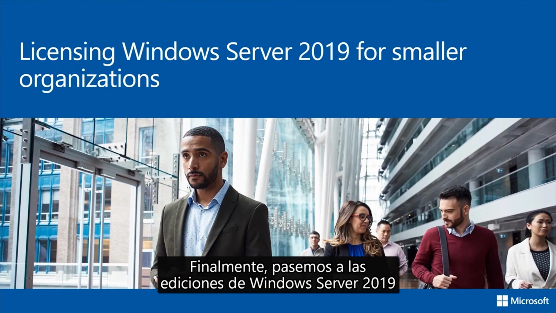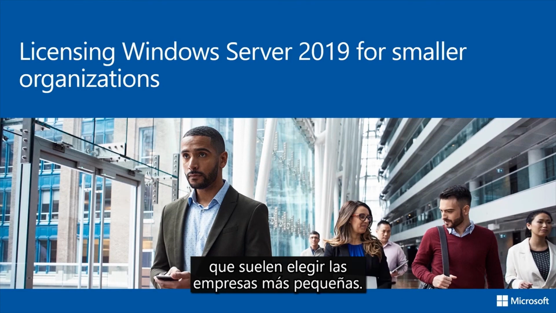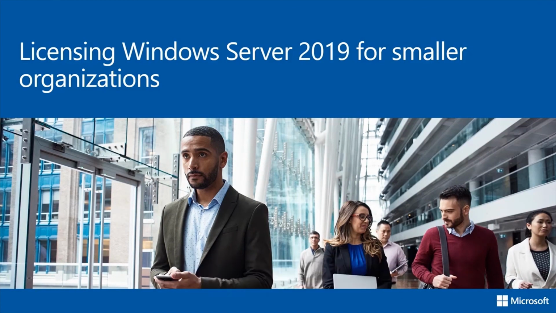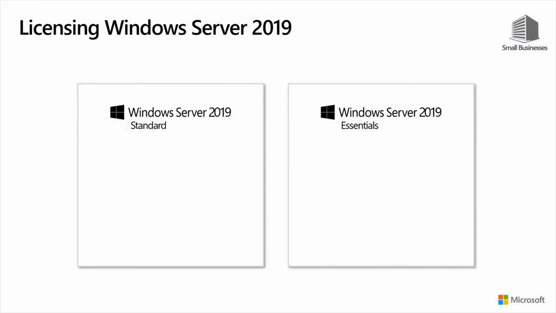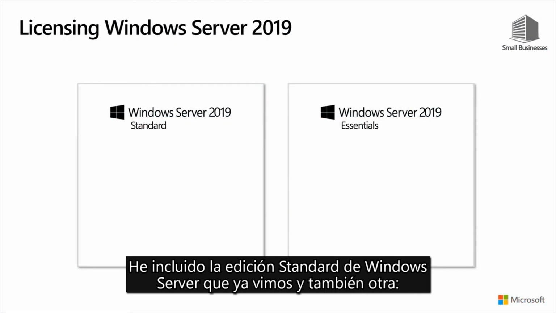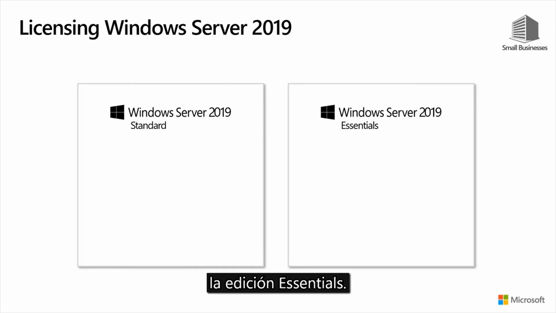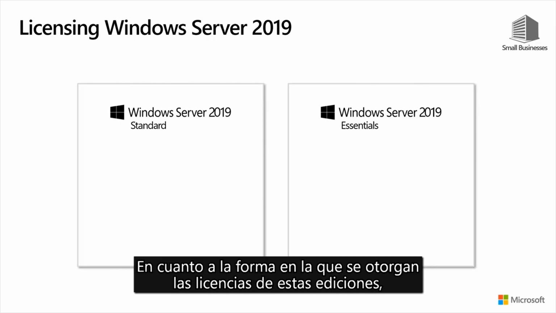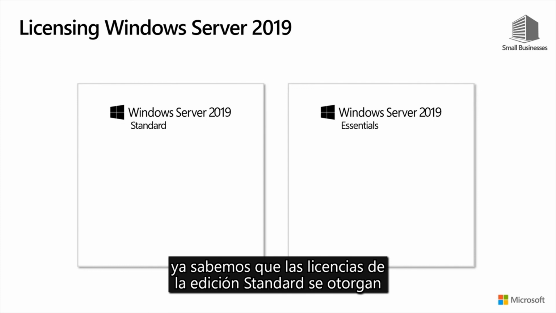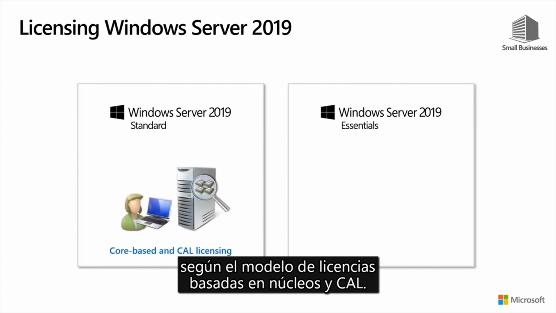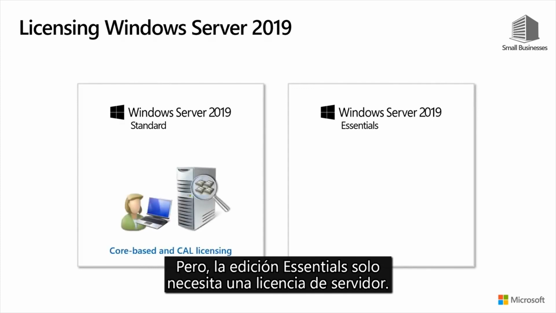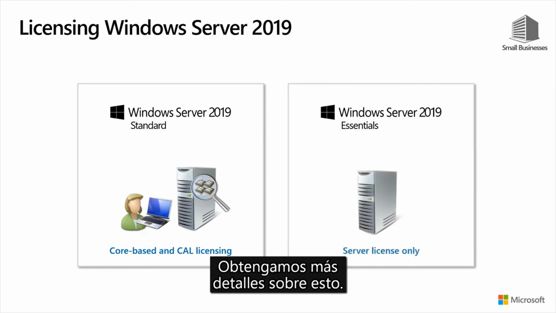And finally, let's turn our attention now to the editions of Windows Server 2019 that a smaller business is likely to choose. You can see I've included the Standard edition of Windows Server that we've already covered, as well as another edition, the Essentials edition. In terms of how these editions are licensed, we already know that Standard edition is licensed with a core-based and CAL model, but the Essentials edition requires only a server license. Let's get a bit more detail on how this all works.